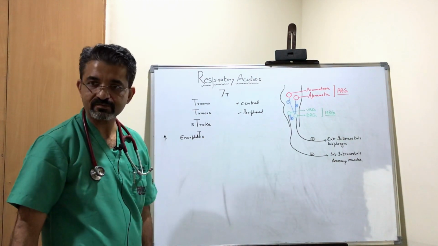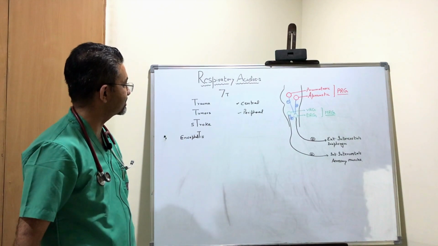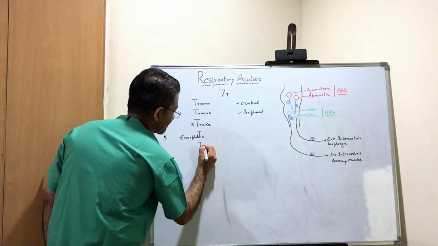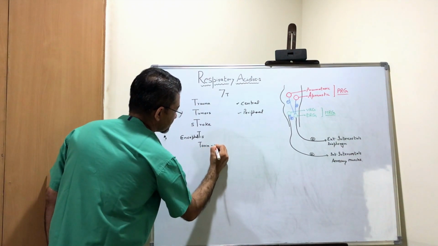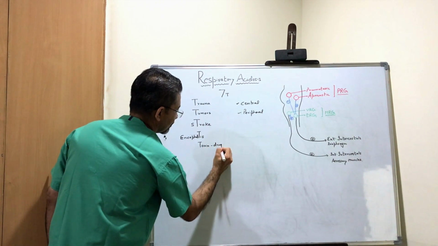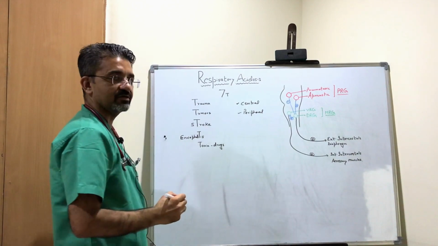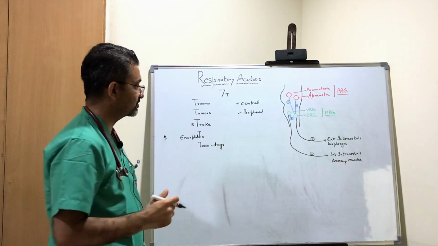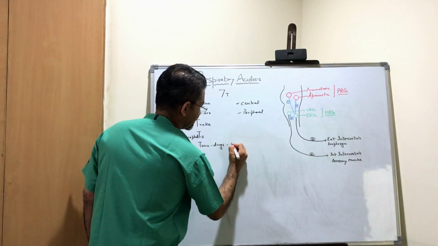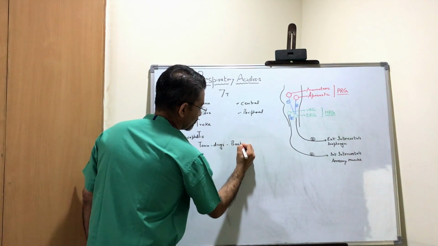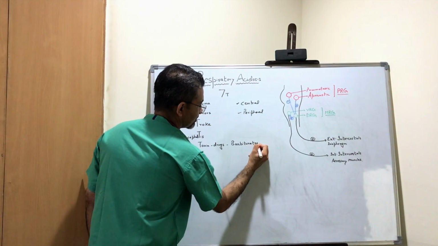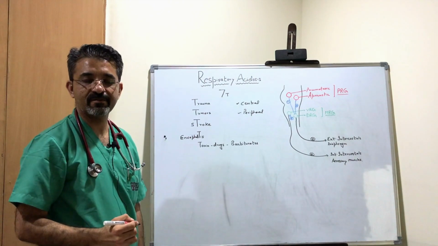Okay, fourth T is encephalitis. You have fifth T as toxin, such as drugs. This is important. We have many drugs which suppress your respiratory centers. One of them is barbiturates, phenobarbital, which is a very potent respiratory central depressor.